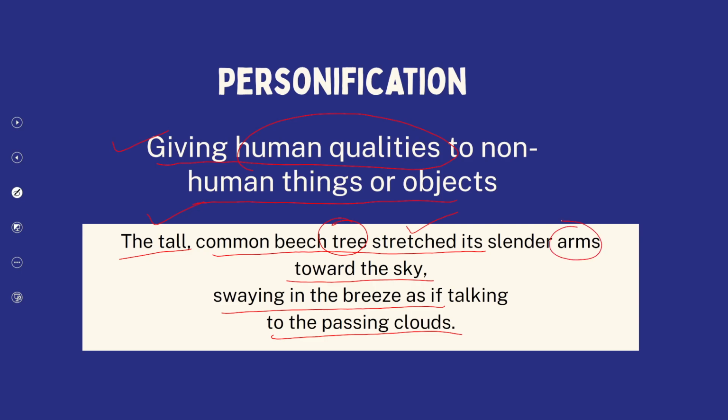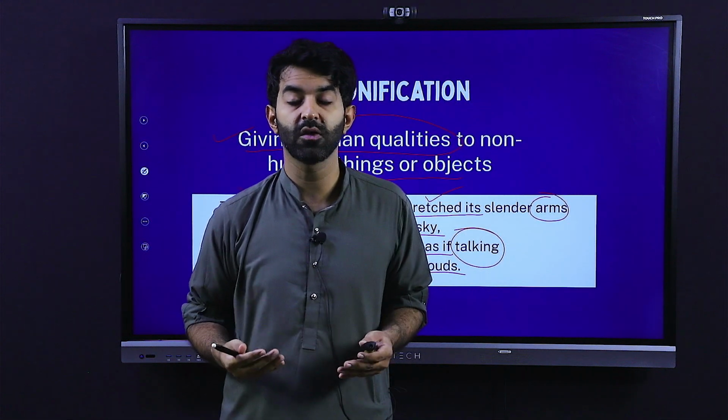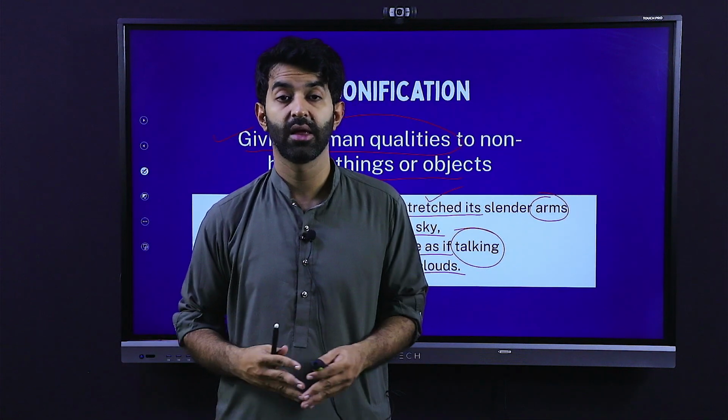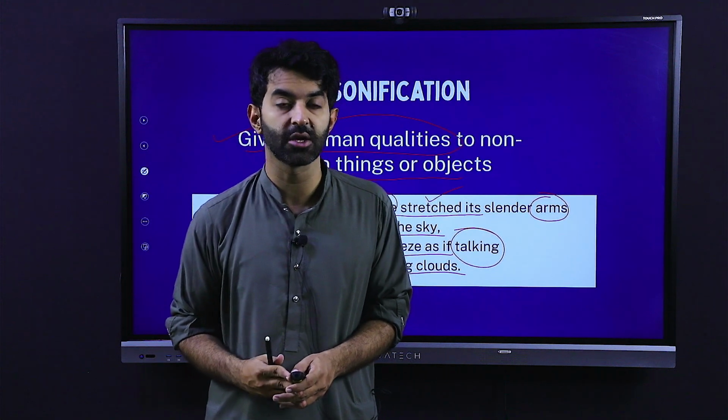Trees don't have arms, rather they have branches. And trees don't talk. So we are giving the quality of stretching or of having arms and talking, which are human-like qualities that human beings possess. We are assigning them to a tree. This is an example of personification.